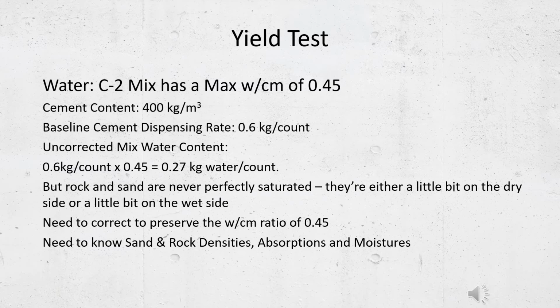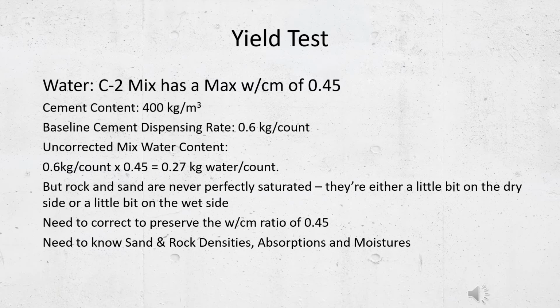that means the water dispensing rate needs to be set so that the total water in the mix dispensed from the water tank plus any excess water available from the aggregates that can combine with the cement does not exceed a water to cementing materials ratio of 0.45. In a perfect world where all the sand and stone is perfectly saturated with no excess or shortfall of moisture, that would mean just setting the water dispensing rate to a maximum of 0.6 kilograms per count times 0.45, which would equal 0.27 kilograms of water per count.